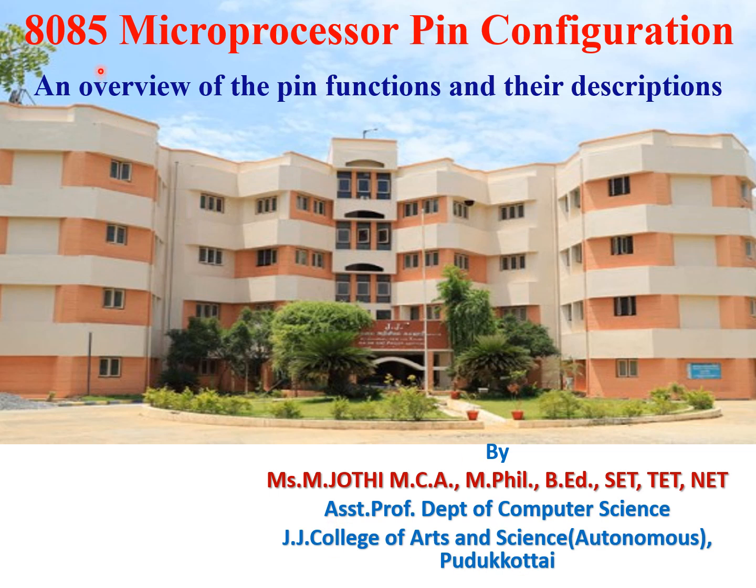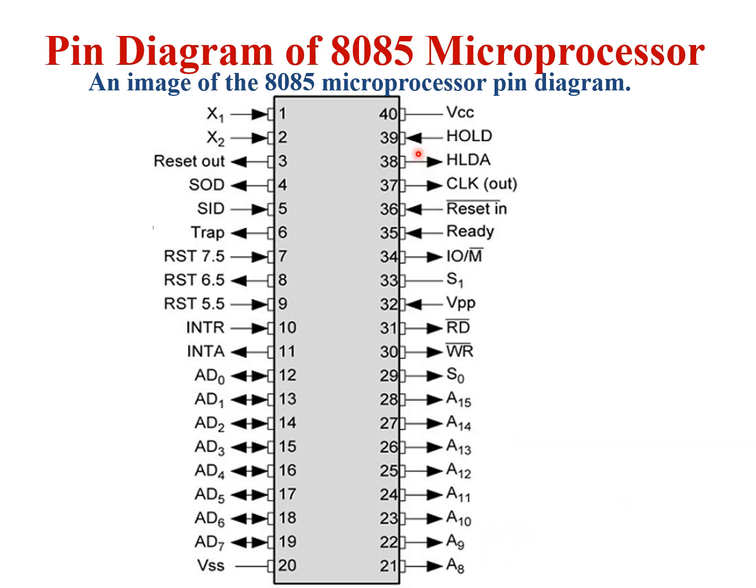In this session, we are going to see the 8085 microprocessor pin configuration. I hope that you all understand the 8085 architecture, so you can easily understand this pin configuration diagram. It consists of 40 pins and each and every pin has its own significance. In this session we are going to see in detail all the 40 pins.